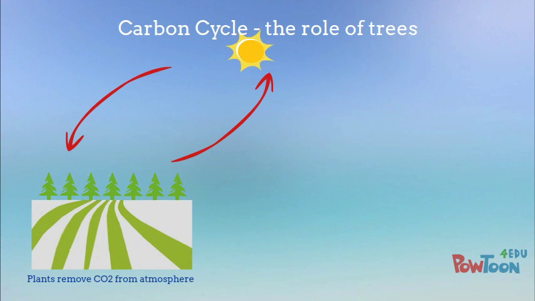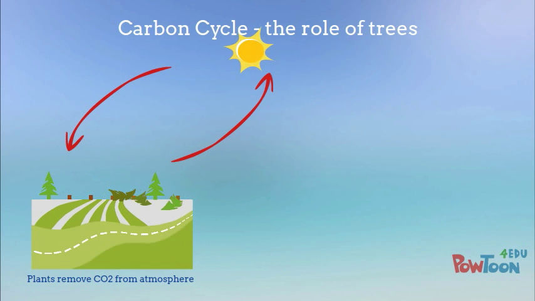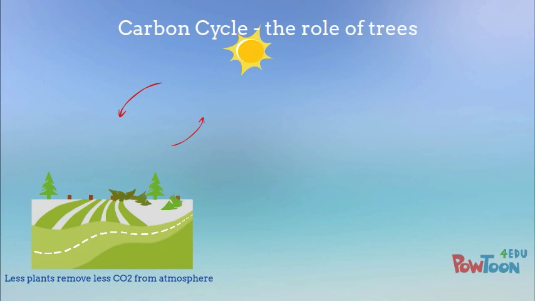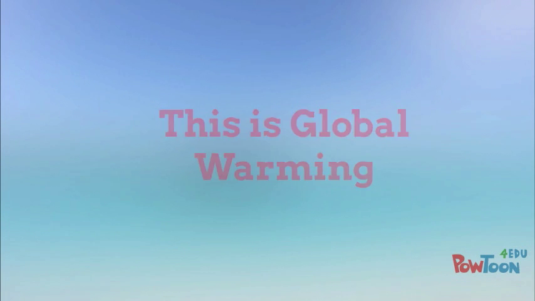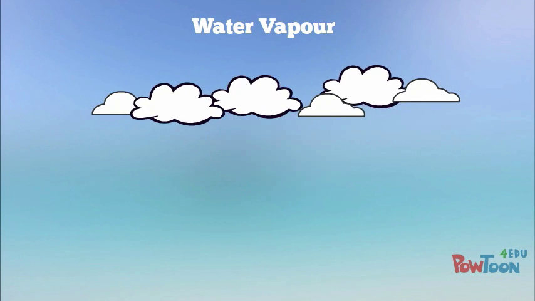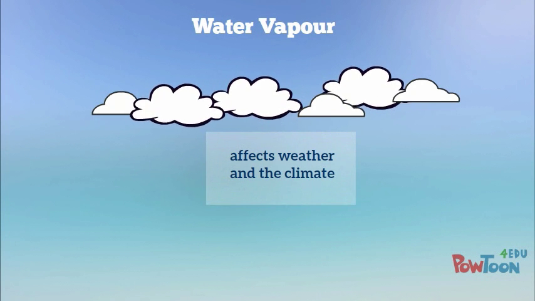Trees have a natural process to remove carbon dioxide from the air, but increased cutting down of forests reduces its removal from the atmosphere, prevents heat escaping from the planet, and hinders the planet from cooling itself, and this is increasing the planet's temperature.